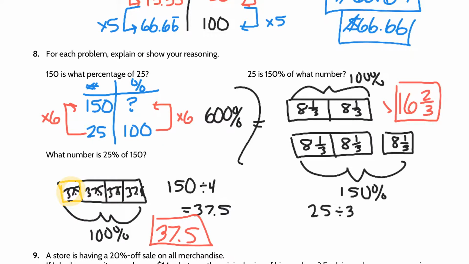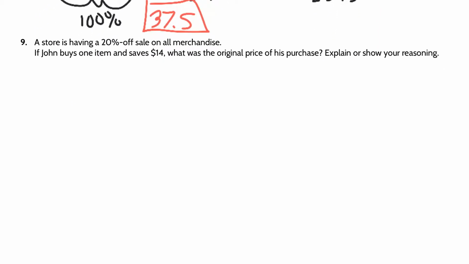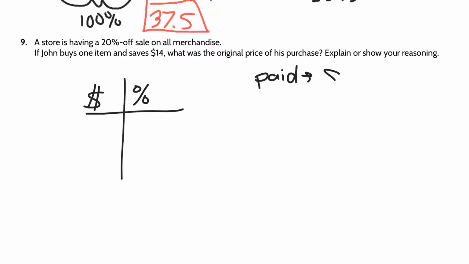Now, a store is having a 20% off sale on all merchandise. If John buys one item and saves $14, what was the original price of his purchase? Explain or show your reasoning. Tables, percentage, dollars. Now 20% off sale means he paid 80%. And that could help us here, right?